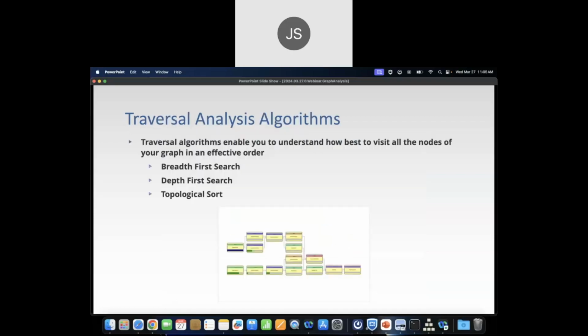So let's talk a little bit more about the graph analysis that's available in Tom Sawyer Perspectives. And we have several categories of graph analysis algorithms, as we were talking about earlier. So let's take a closer look at these large categories of algorithms. So first of all, we have traversal analysis algorithms. And these enable you to understand how to best visit all the nodes of your graph in an effective order. And perspectives includes these three algorithms.